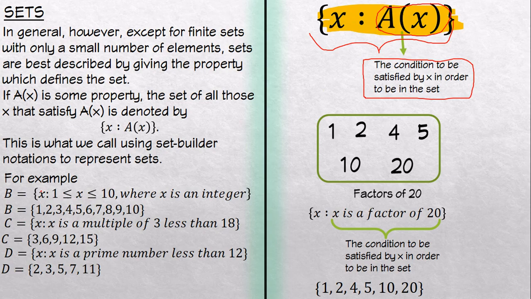An example of that is what we have over here. So for example, we say B is equal to, then we open our set with the curly brackets over here, then we have x such that. The colon sign over here is read as such that. So now this will be the condition for x to satisfy in order to be in our set.